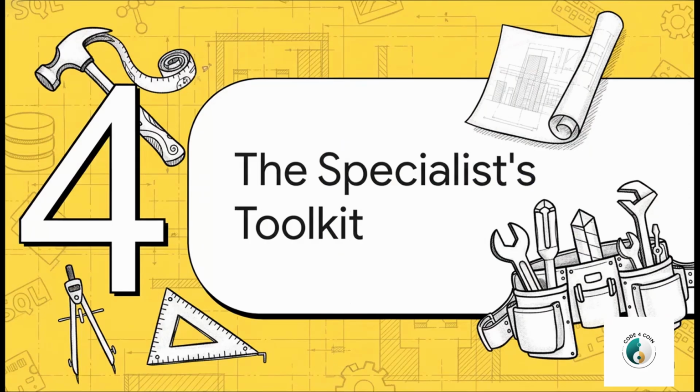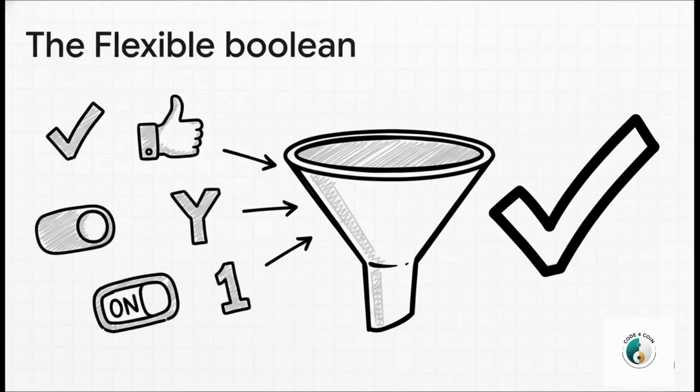So we've covered the big three: numbers, text, and time. Now let's open up the specialists drawer in our toolkit. These are the tools you won't use every day, but for the right job, they are absolute lifesavers. First up is the Boolean, which just stores a simple true or false.